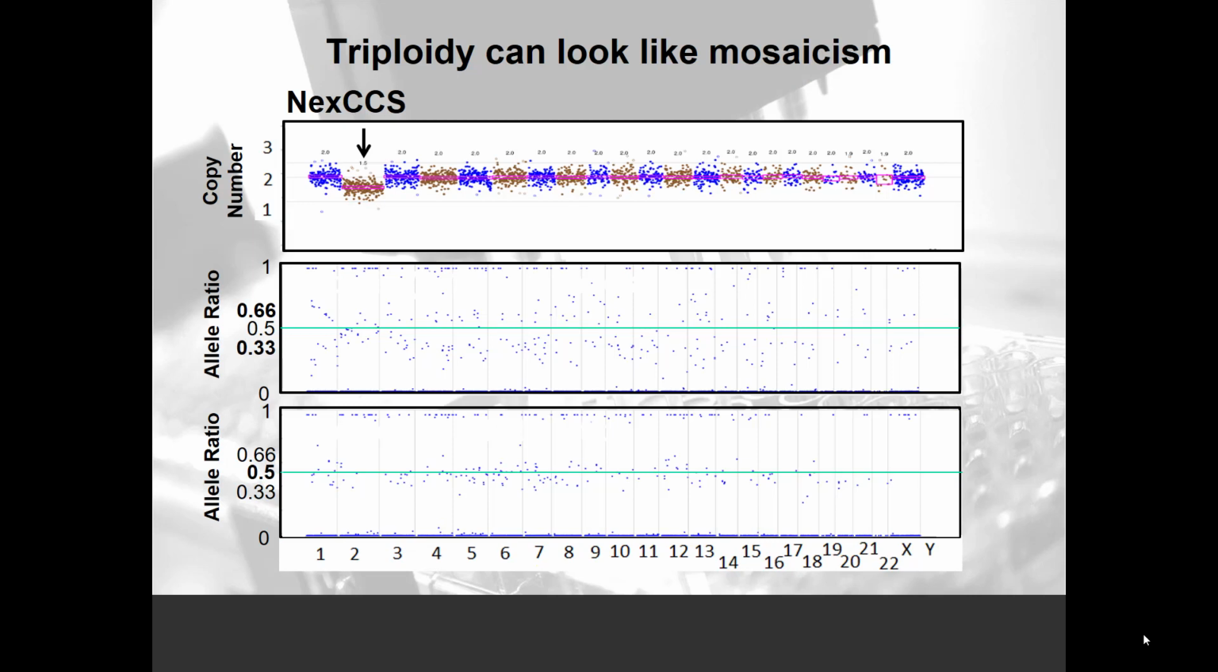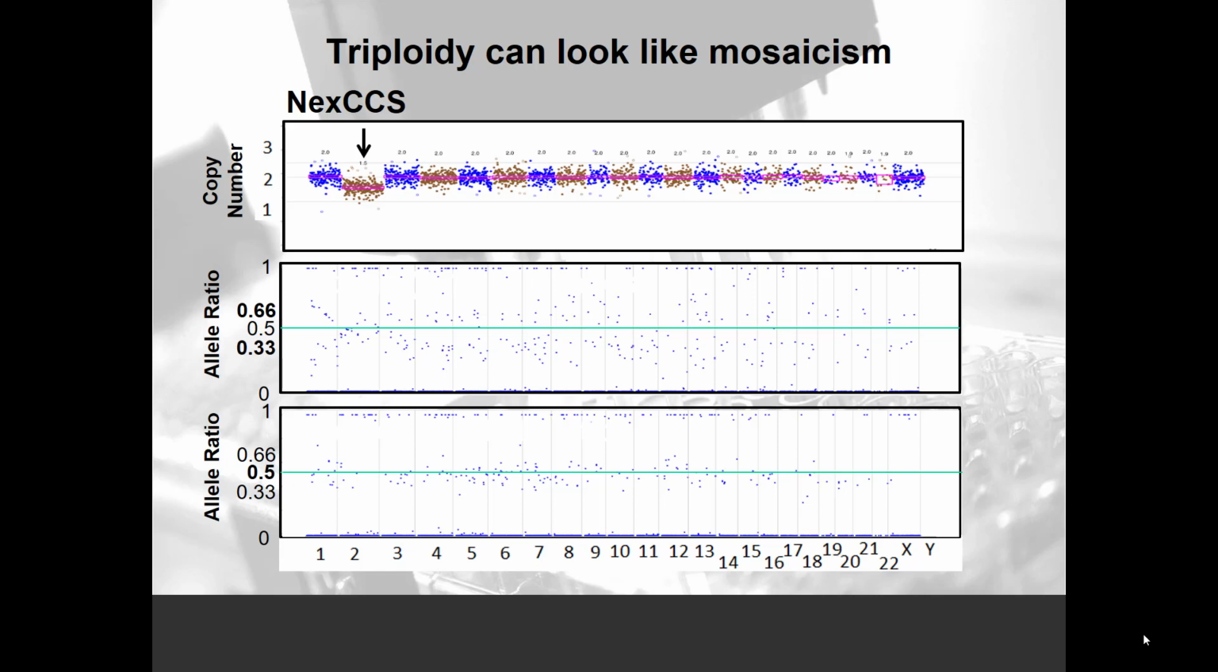Another example of how a pattern consistent with mosaicism may actually originate from something else, such as triploidy, is shown in this slide. This is an example where the copy number assignments look as though there are two copies, with the exception of one particular chromosome, chromosome 2, which has a lower relative quantity, but again not to the point where it would be considered a uniform monosomy. In this situation, it actually looks like a mosaic chromosome 2. And without any additional information other than copy number, this particular embryo would have been diagnosed as mosaic.